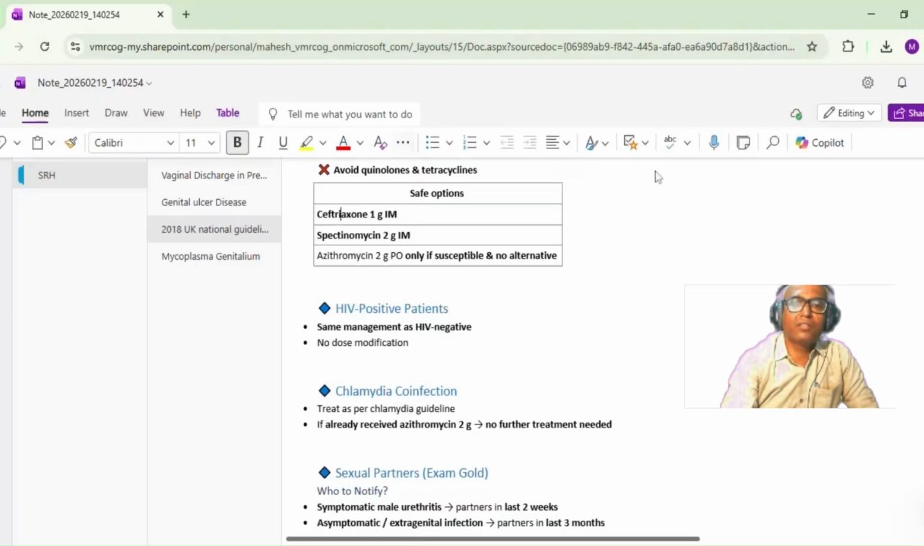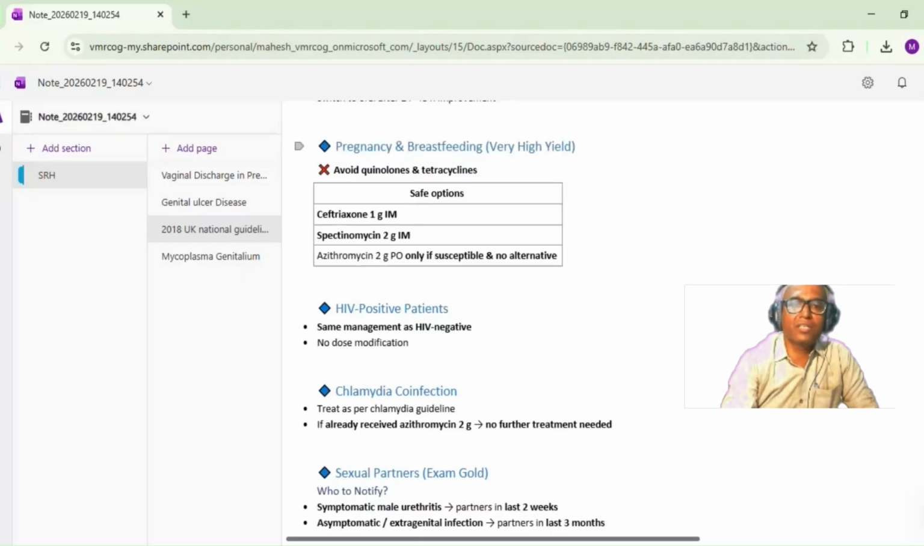Is spectinomycin safe in breastfeeding? They have given it for pregnancy and breastfeeding. This is okay. So ceftriaxone is safe, spectinomycin too. And what is to be avoided? That also they have mentioned. Avoid quinolones and the tetracyclines.